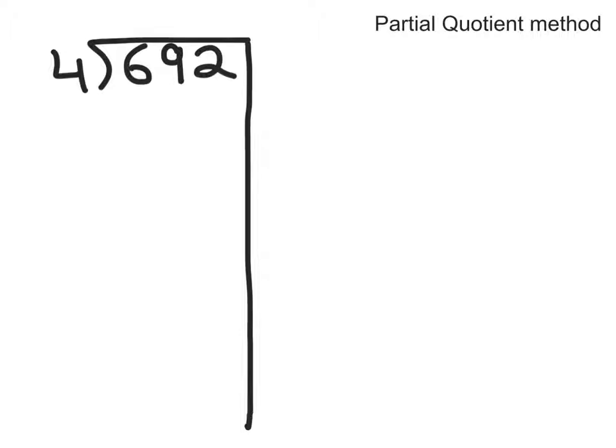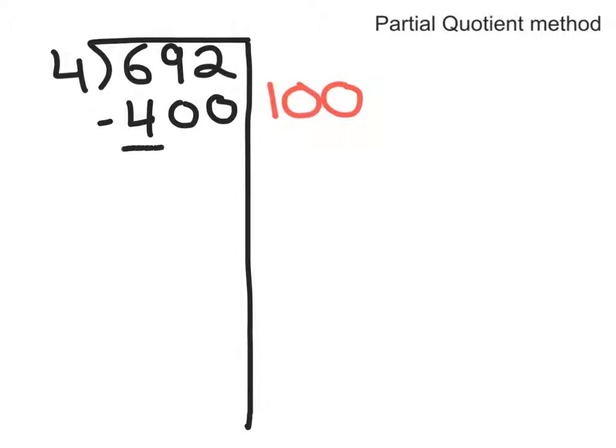Once again, we start by asking ourselves 4 times what number will get us close to 692 without going over? And you want to make it easy for yourself. So since I like multiplying by numbers that end in 0, I'm going to do 4 times 100. And when I think in my head, I know that 4 times 100 is going to give me 400. I subtract that from 692, I get 292. And now I have to ask myself a new problem.